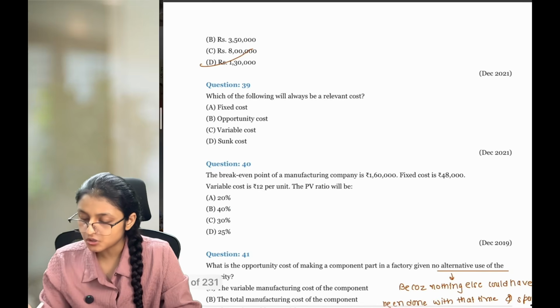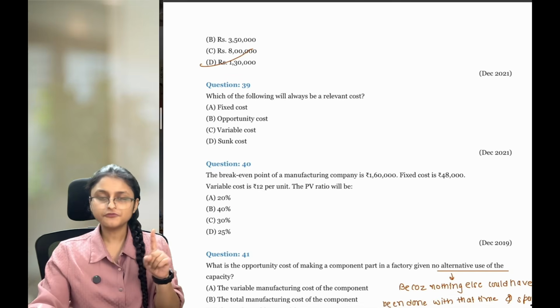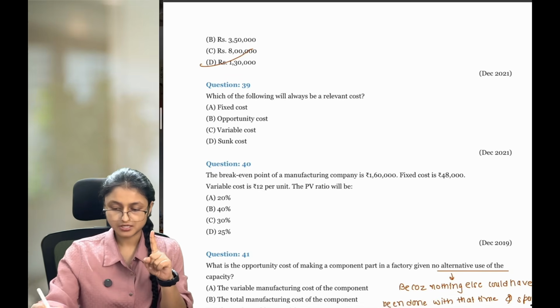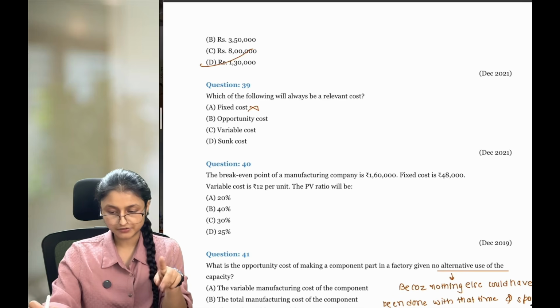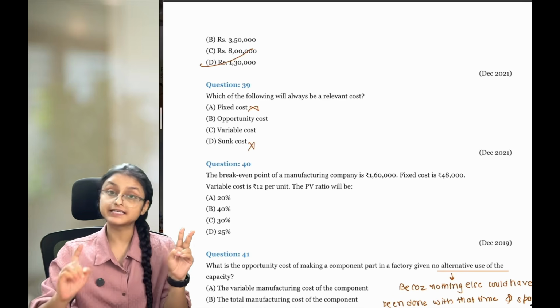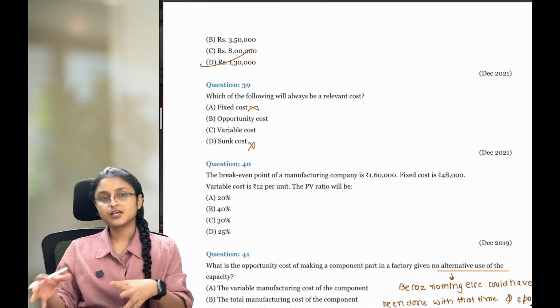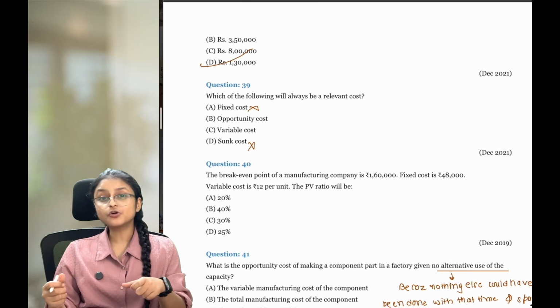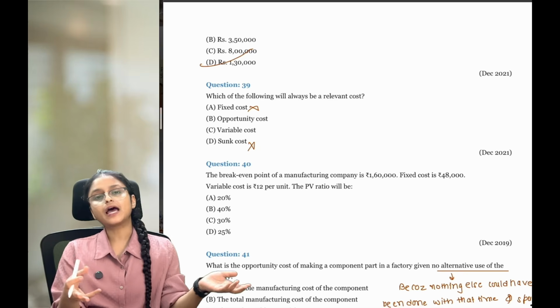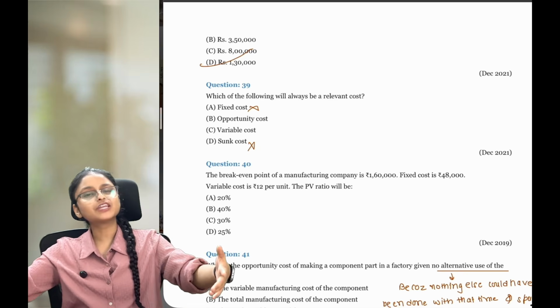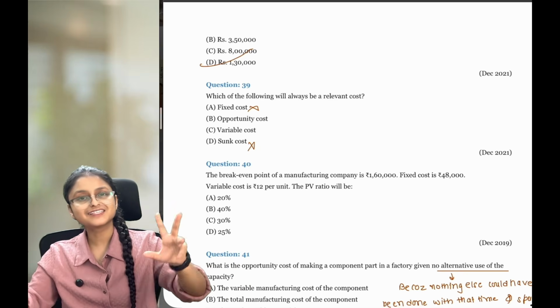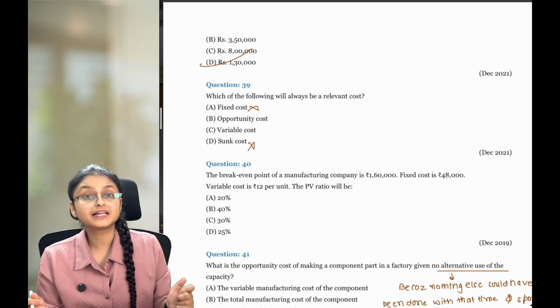Which one of the following will always be relevant? Your fixed cost is mostly irrelevant, so this is not going to be always relevant. Your sunk cost is always irrelevant. Your variable cost can sometimes become relevant, but sometimes it can also happen that your variable cost is irrelevant. Let's say in both the situations, my variable cost is exactly the same. In that case, your variable cost can also become irrelevant sometimes.